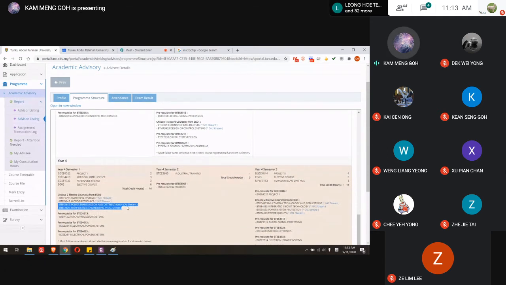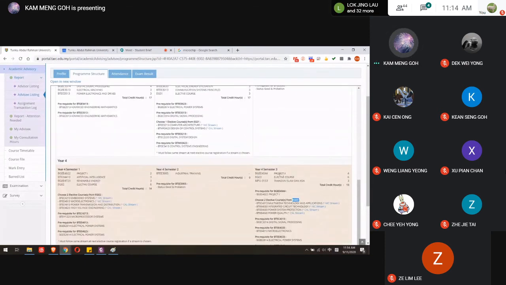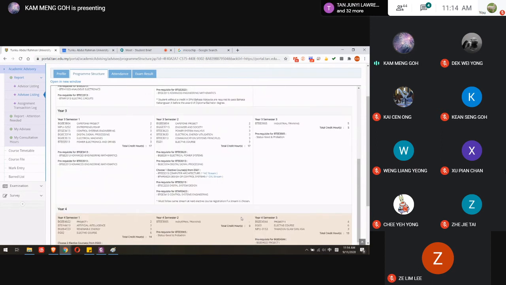So let's say if you are in year 4 sem 2, EGO3 is your elective. So there are also 6 credit hours. If you are from electronic, you are going to choose multimedia and integrated circuit. If you are from electrical, you are going to choose power system and power quality. So this is the difference that you are going to choose. Any question for this?